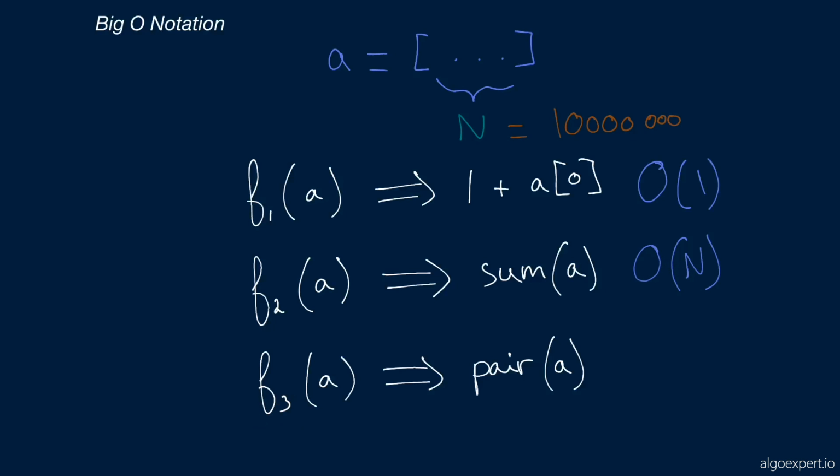Finally, for F3, the pairing function, remember that we traverse through every number in the array, and at each number, we retraverse through every number. So let's say we have an array of length n. At the first number, we do n iterations, right? We traverse through the entire array, so n iterations. Then at the second number, another n iterations. At the third number, another n iterations. We do that n times, so we're going to have a time complexity of O of n squared, n multiplied by n.